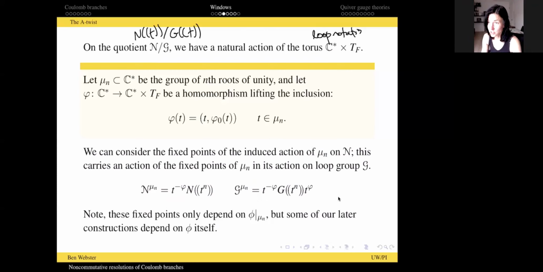You're trying to describe Bezrukavnikov's construction in this language? Yes. So my motivation for why to do this is that if you read this Bezrukavnikov-Kaledin work and try to figure out what's happening on the Coulomb branch, it's telling you to look at these spaces.